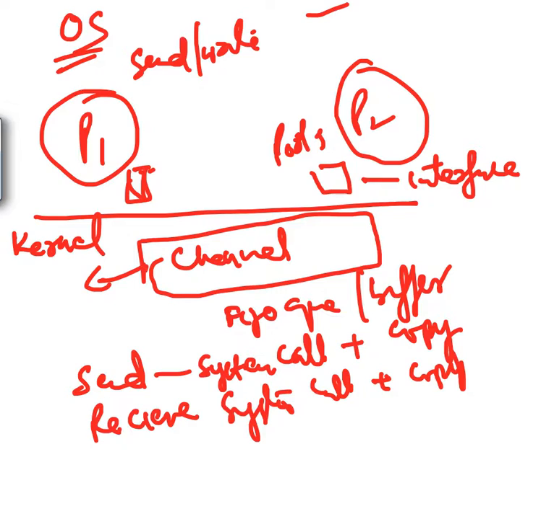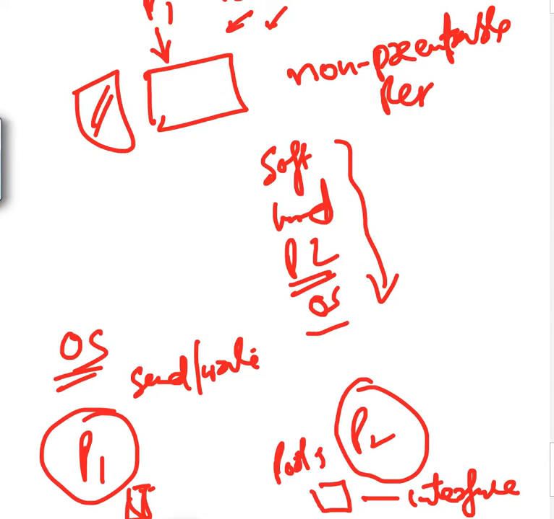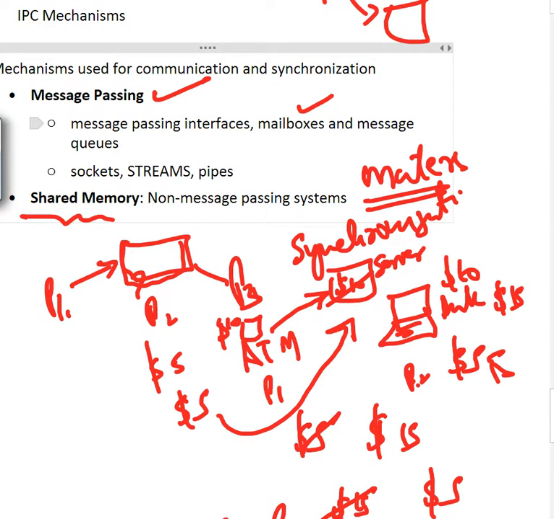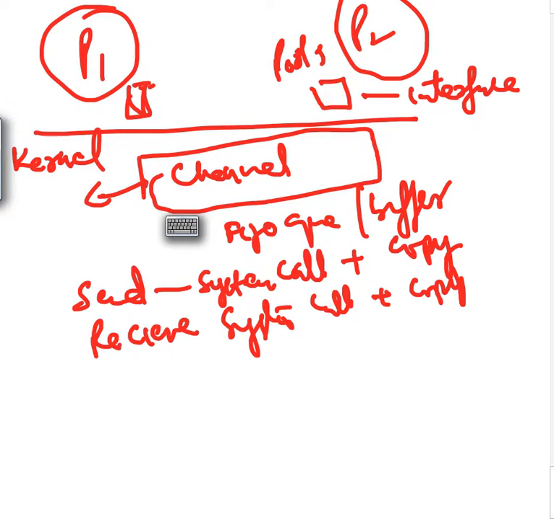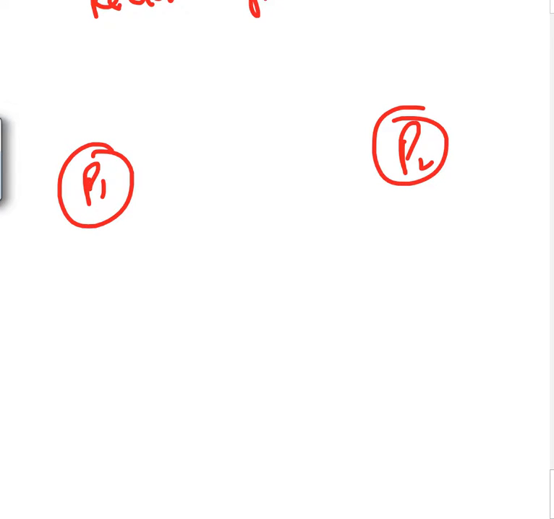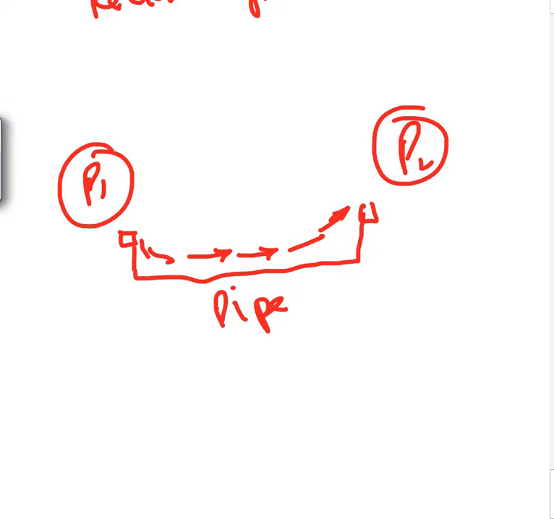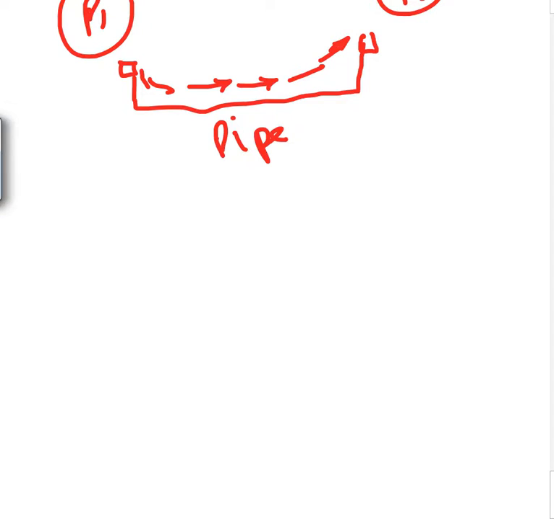Depending upon how you implement this channel, we can do it using message passing interfaces, mailboxes, message queues, sockets, streams, or pipes. For example, the simplest version: this is process P1 and process P2. You want to send something, so you create a dedicated channel between the two processes only. Its input goes in, and you can send a stream of data to P2. This is called a pipe, but it can be done between two processes only. You use the pipe in POSIX, but you can do it the other way also.